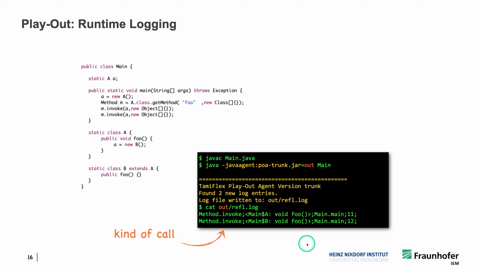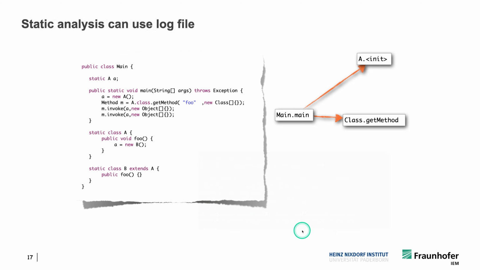So we have the kind of call. So this is now method invoke. We are also capturing class for name and so on. Then we also have the target of the call, and we have the location of the call as well. Now the static analysis, it will use this information as follows.